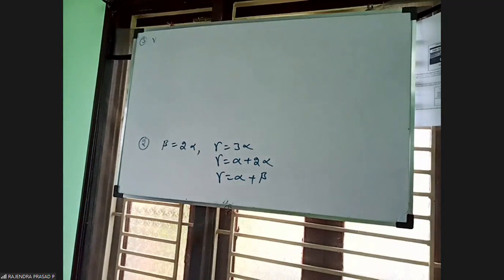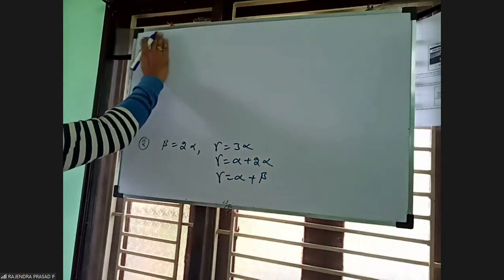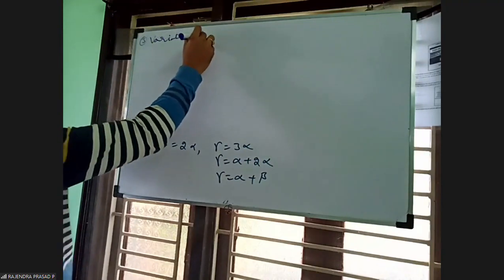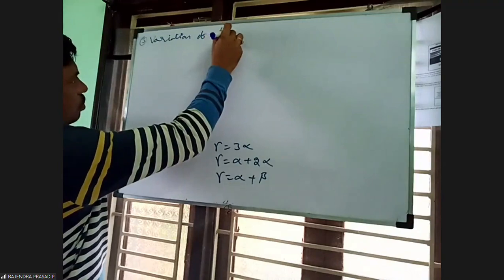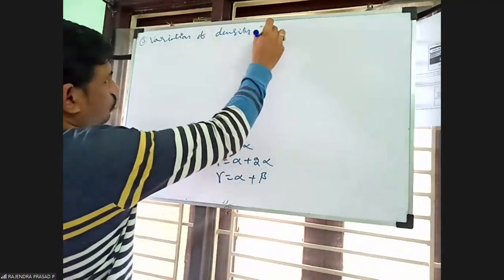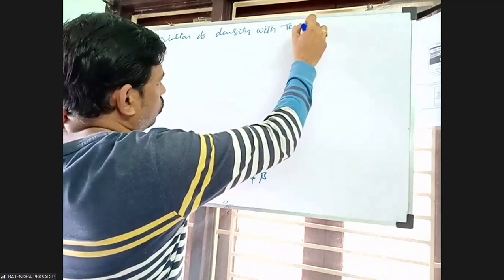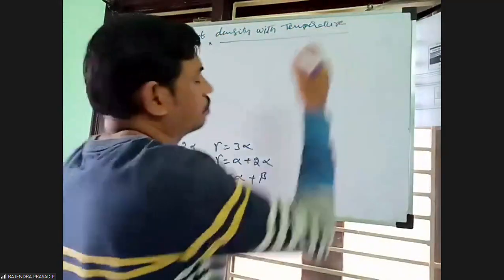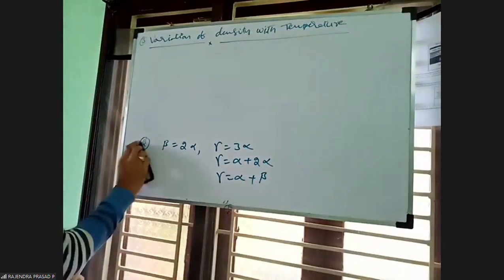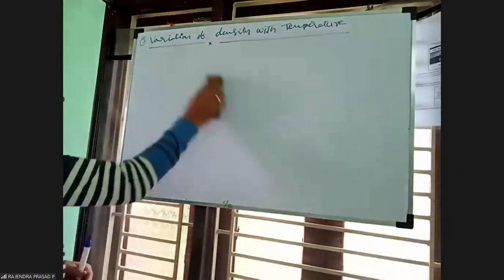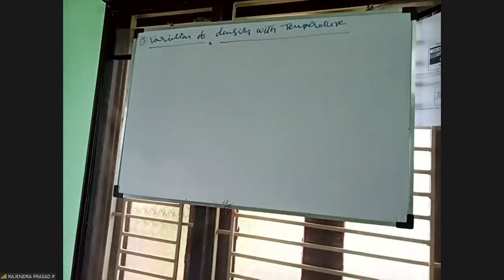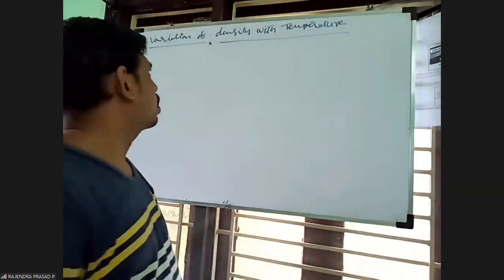So the third one is variation of density with the temperature. The last topic for the weekend syllabus: variation of density of a substance with the temperature.